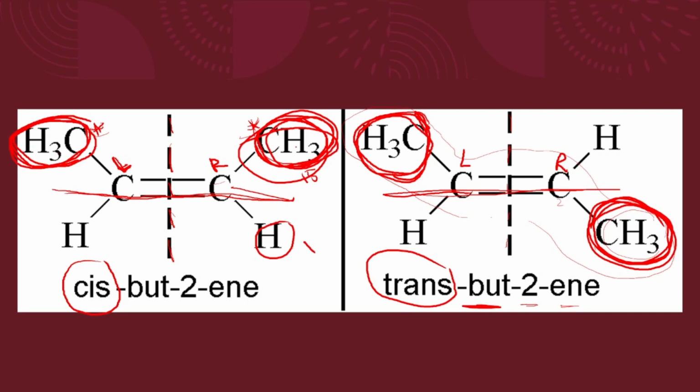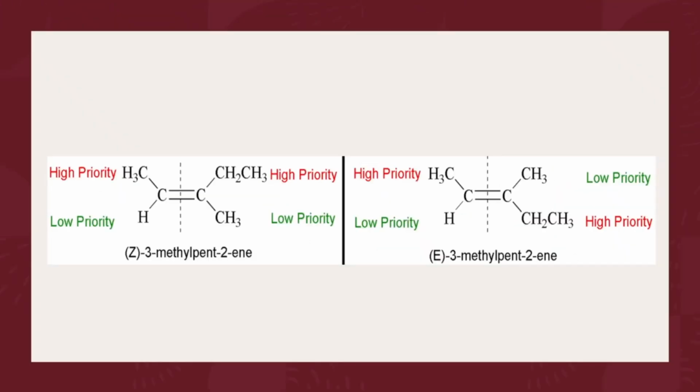Okay, then compare the groups of the higher molecular weight on both carbons. Are they on the same side? Then the compound will be the cis isomer. If they are on different sides, then the compound will be trans. Let's go to further or extra examples.